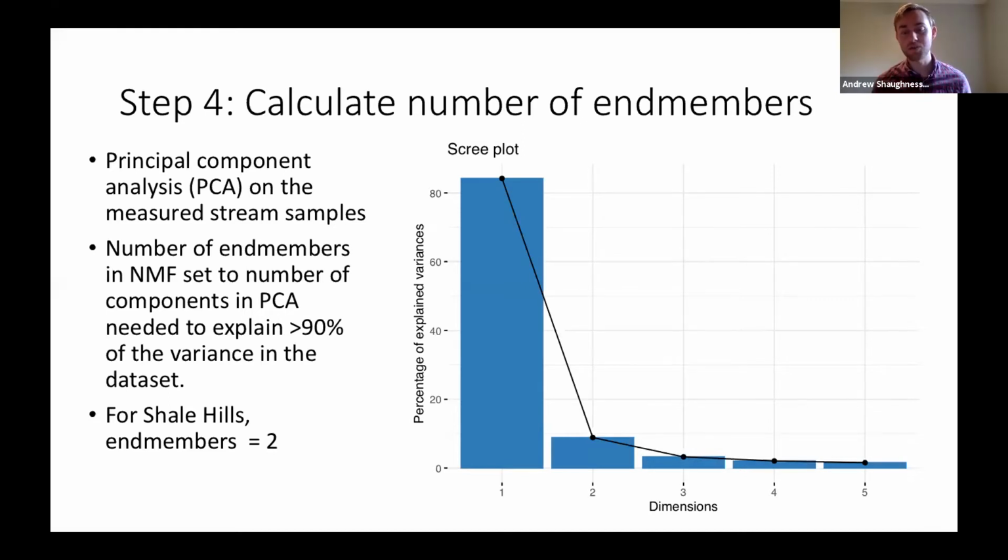What we do is we use PCA, or principal component analysis, and we ask: what is the minimum number of dimensions, or components in PCA, that I need to explain 90% variance of the data? And we're going to set the number of end members that we're going to decompose to that value. For Shale Hills, that ends up being 2. This is, again, components versus percent of variance explained. And after 2 components, we have 90%. So that's where we're going to set our cutoff for this model.